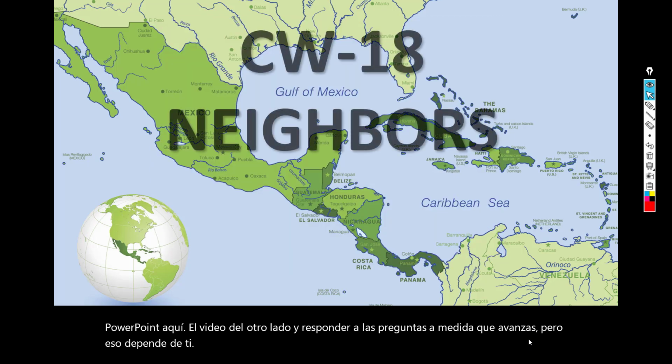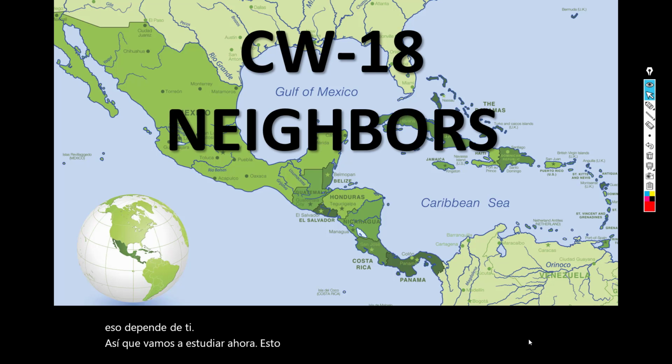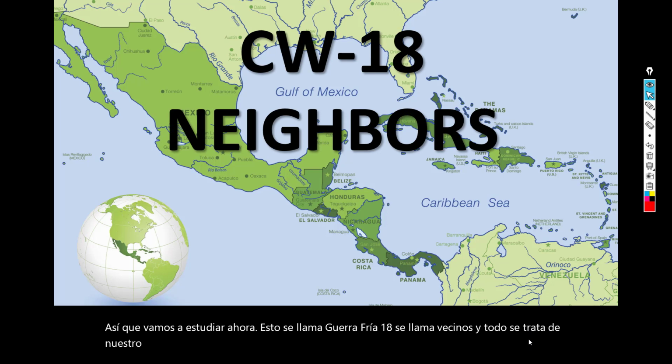So we're going to study now, this is called Cold War 18, it's called Neighbors. And it's all about our South and Southern and Central American neighbors. And some of these years, the Soviet Union for a long time wanted to have bases in Cuba. You know, they put the missiles in Cuba, which is just 90 miles from America's soil.